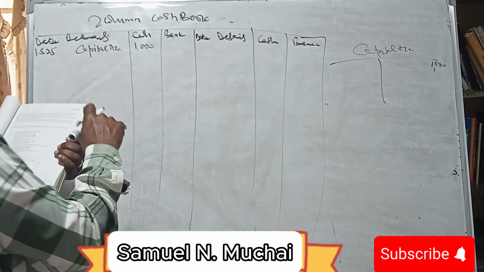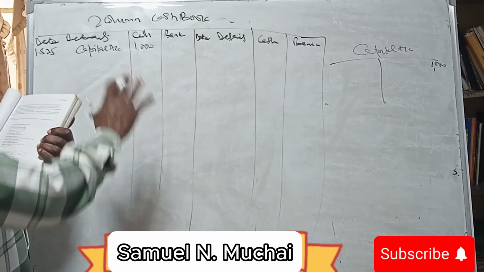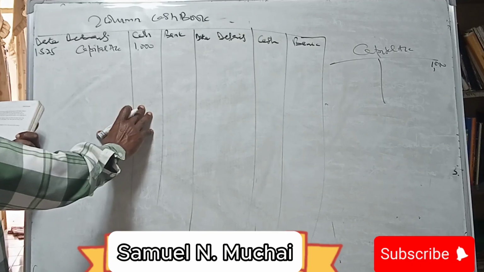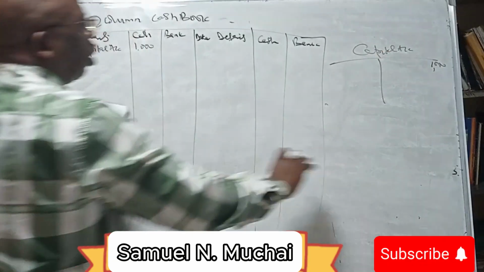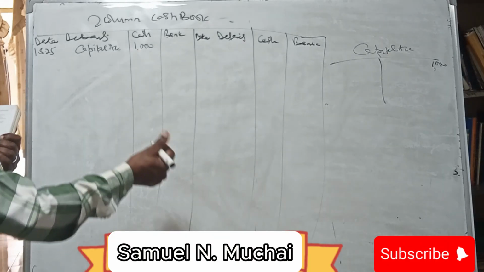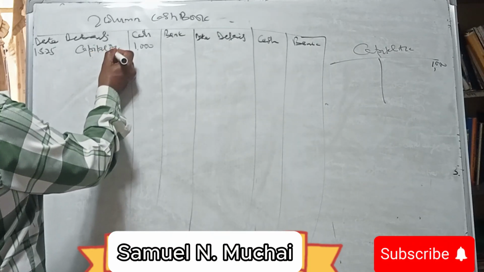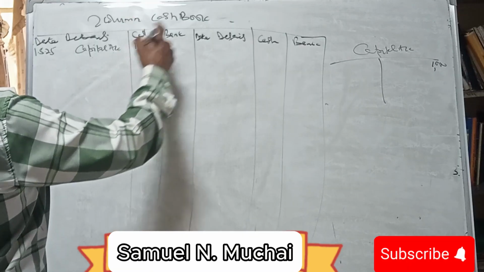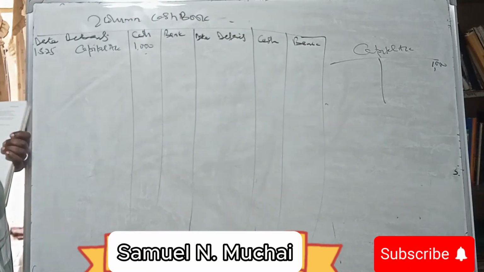Remember, we are required to just prepare the two-column cash book. Because we have just been required to do that, the other entries are not important. Don't waste your time giving information you are not told to give. So we will debit the cash account as we credit capital.